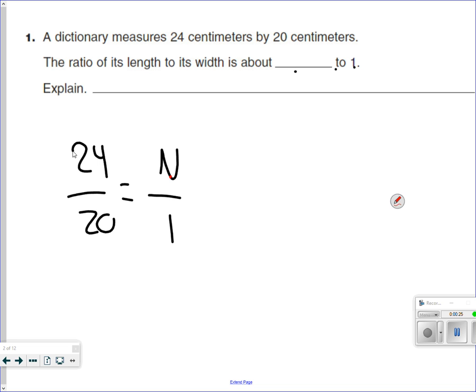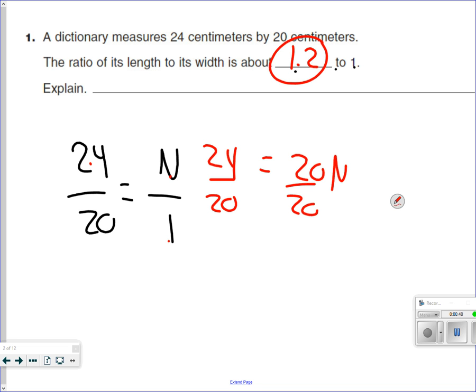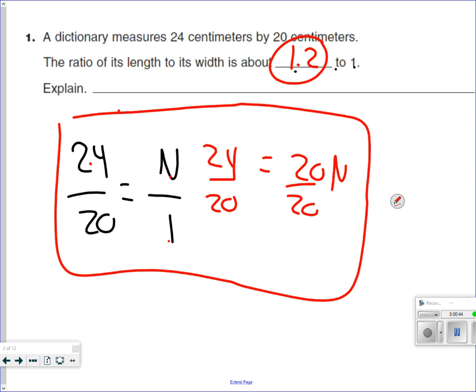20 times n is 20n equals 1 times 24 is 24. To get this n by itself, we have to divide by 20. 24 divided by 20. On our calculator, we're going to get a magic number of 1.2. Explaining your answer, you just have to show your cross multiplication, and then you can just keep on moving along.